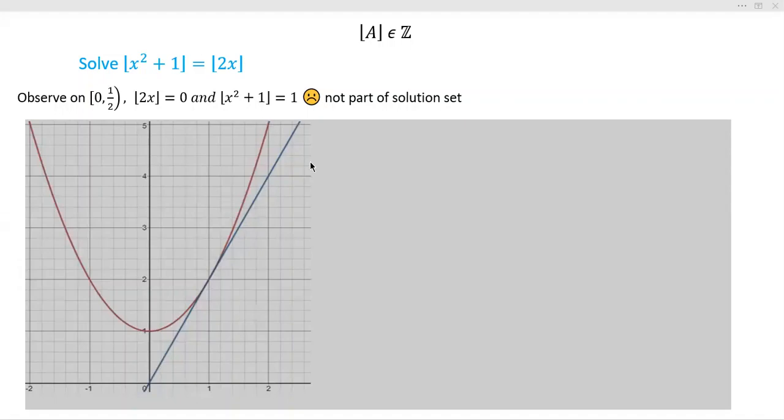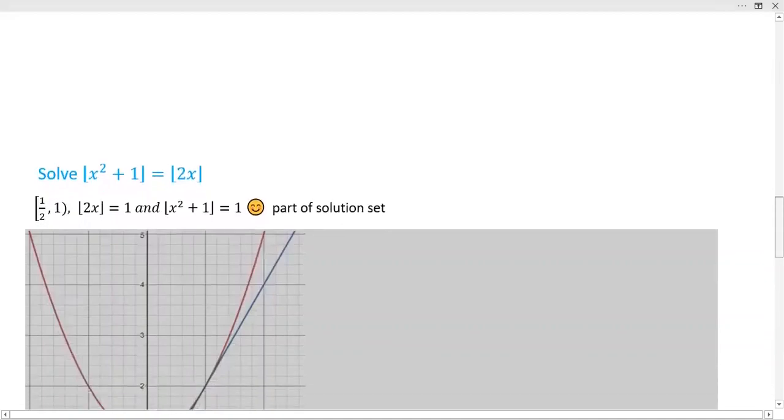So that implies that the solution set will be contained in the interval 1/2 to 2. That's something that we know right now, that the solution intervals will be contained in the single interval 1/2 to 2. All right. Now let's move along.